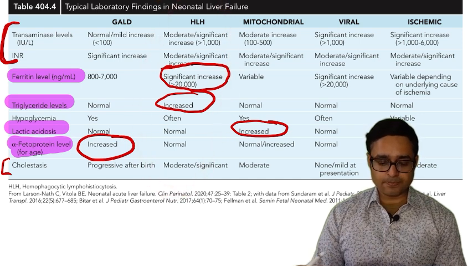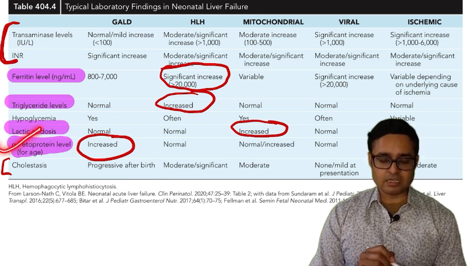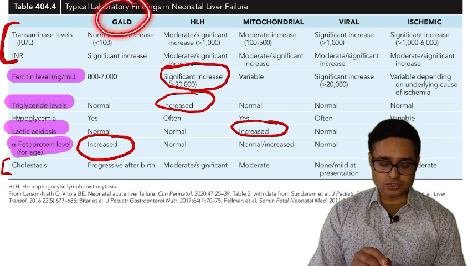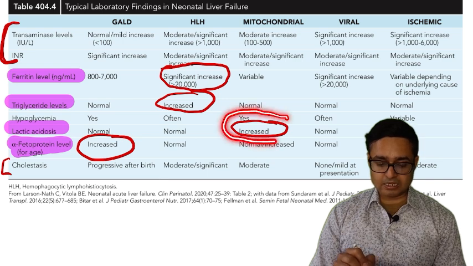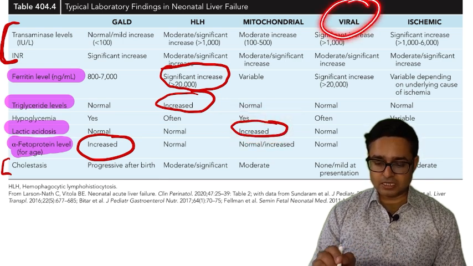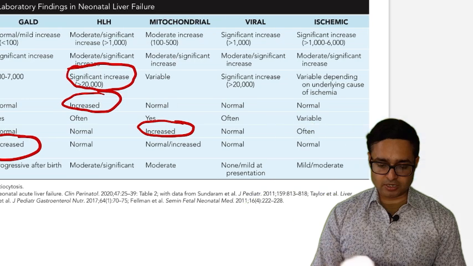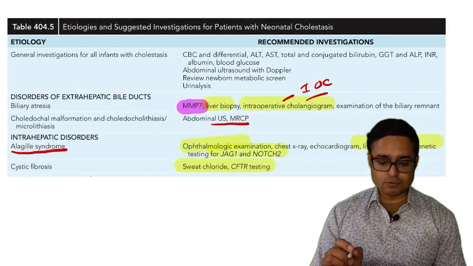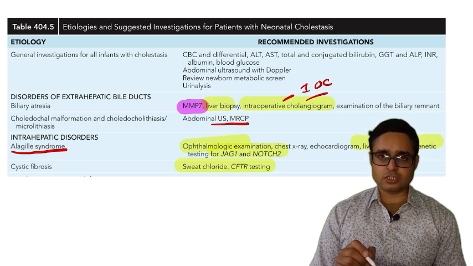So this we sorted. And in gestational alloimmune liver disease, you look at alpha fetoprotein levels. If they are increased, you have to think of GALD. Again, in mitochondrial, we have to see lactic acid increased, and in viral and ischemic, these are borderline. So basically, you have to differentiate between these conditions like GALD, HLH and mitochondrial. Again, we have to go for etiologies and their respective investigations. I will highlight the important investigations from this table.